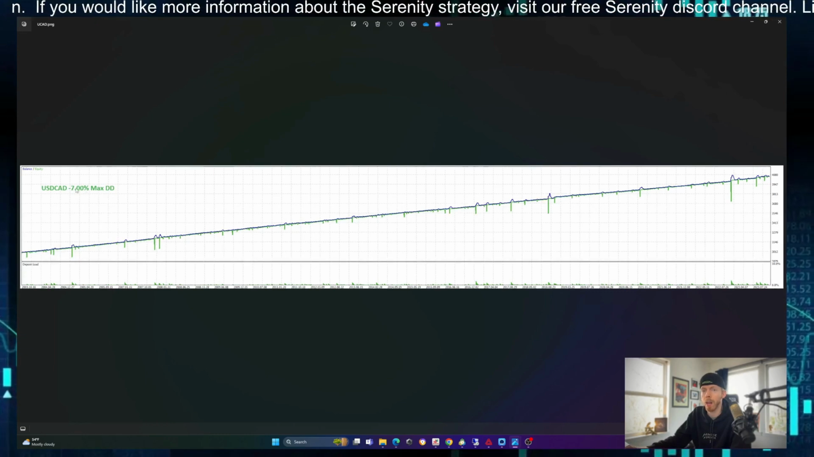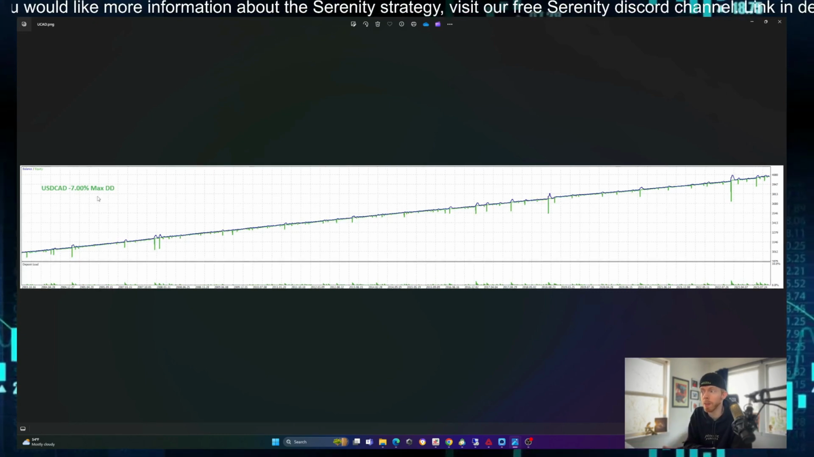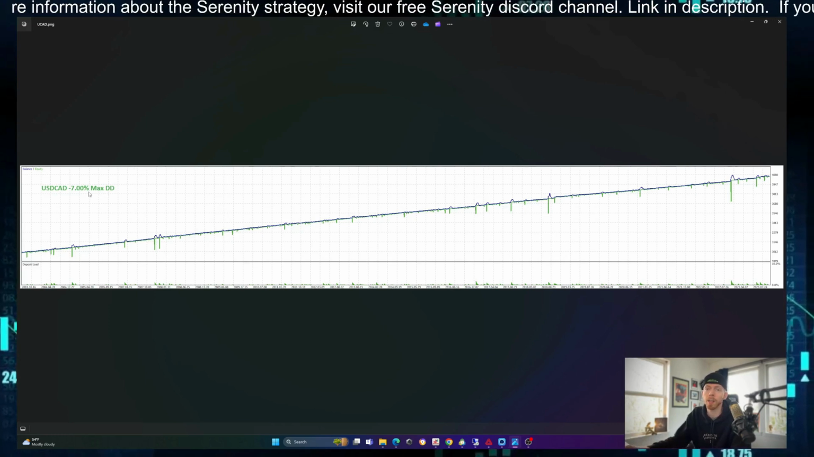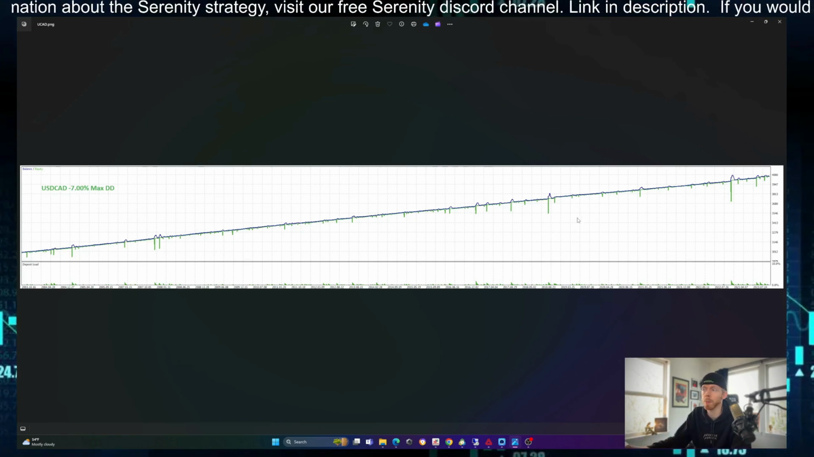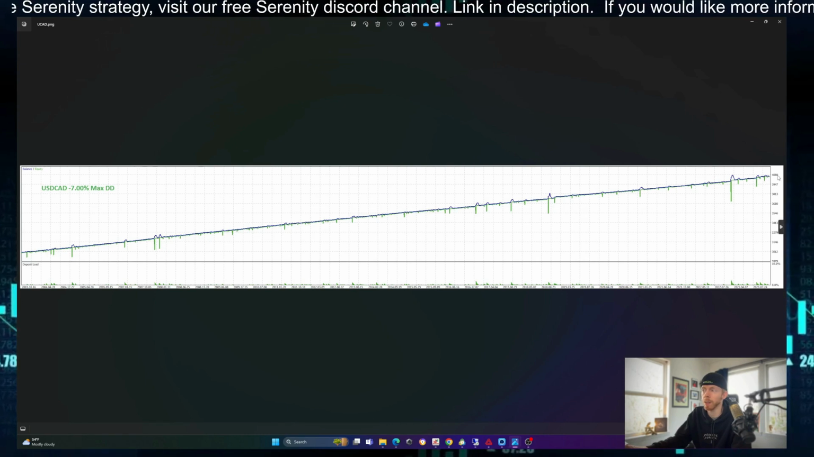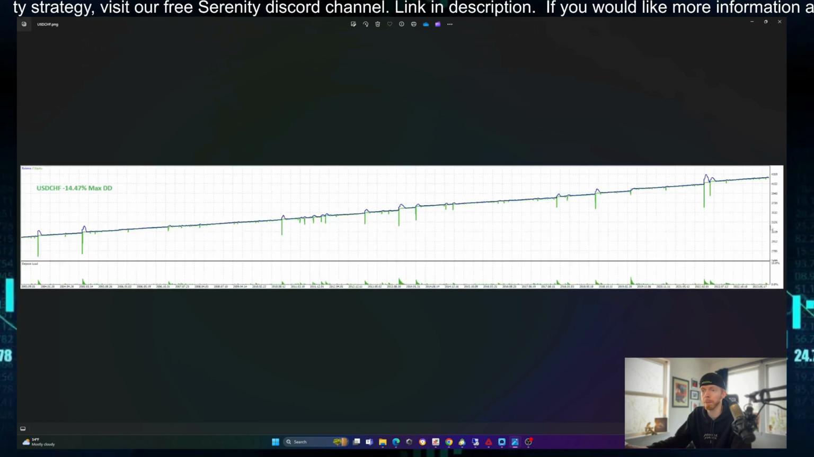All right, the USD CAD, 7% drawdown. This is one of the best, or the best pair for the Serenity in general. Is the 7% max drawdown, and you can see that it's a really clean trader, and the profit's also decent on that one too.